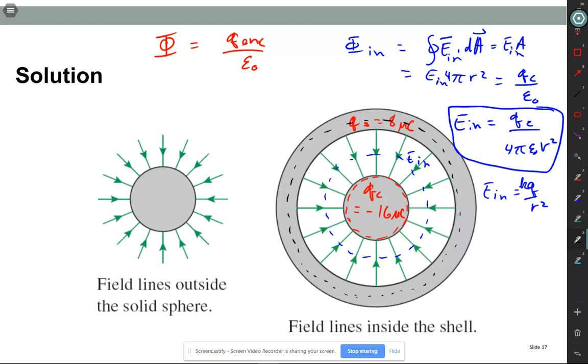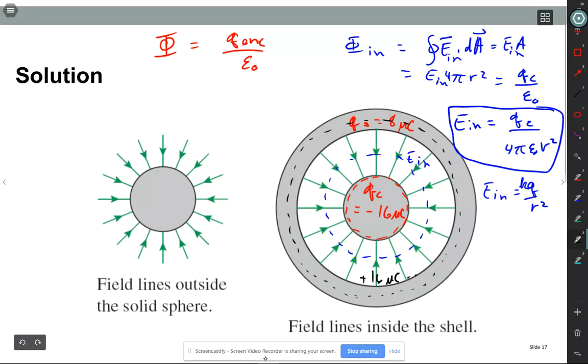So how much charge must I have on the interior of this shell? There's minus 16 microcoulombs at the center, and then you have 0 charge enclosed by this black thing. So how much charge must be on the interior of the shell? Actually, it's got to be plus 16, so it adds to 0. So I have plus 16 microcoulombs on this surface.